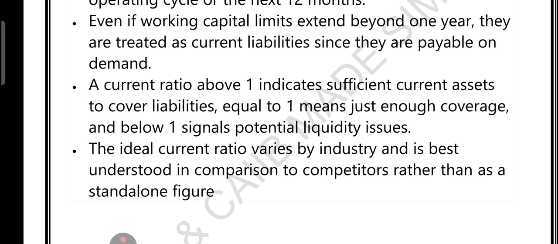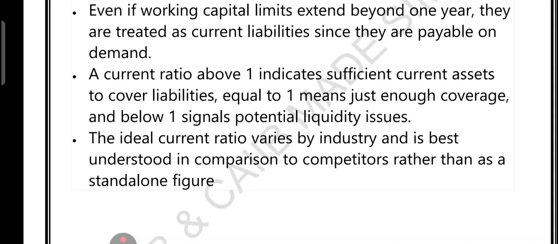Above 1 means your company can meet its short-term debts, because the current ratio is current asset by current liability. So if it is above 1, it means assets are more and current liability is less. It is a good signal, right?